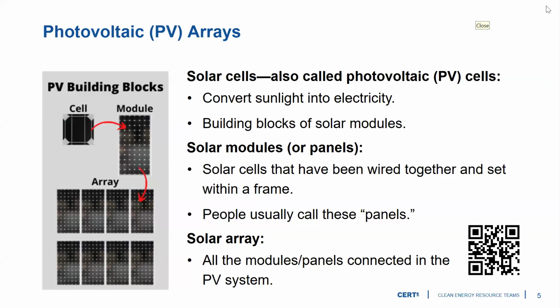The foundation for solar installations, solar projects, are solar cells, also called PV cells. These are the building blocks of solar modules. So they are what convert sunlight into electricity. Solar modules or panels are where solar cells have been wired together and set within a frame. So most people call them panels, but they are officially called solar modules. When you take all the modules or panels and connect them together into a PV system, you have a solar array.